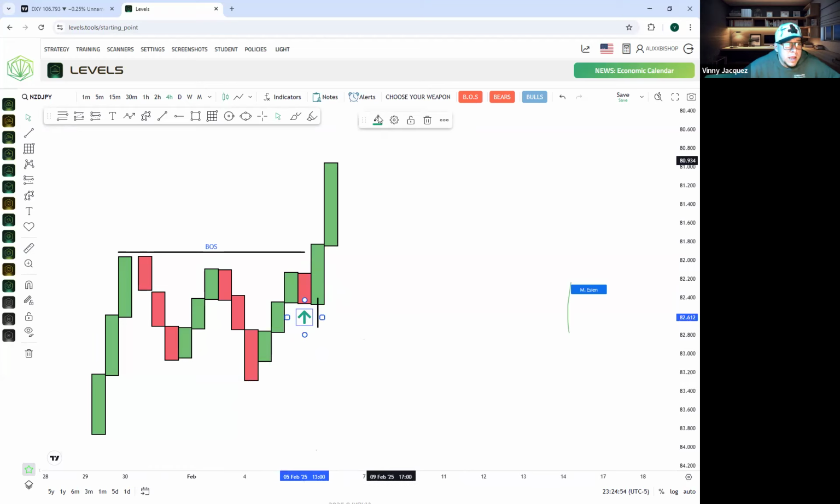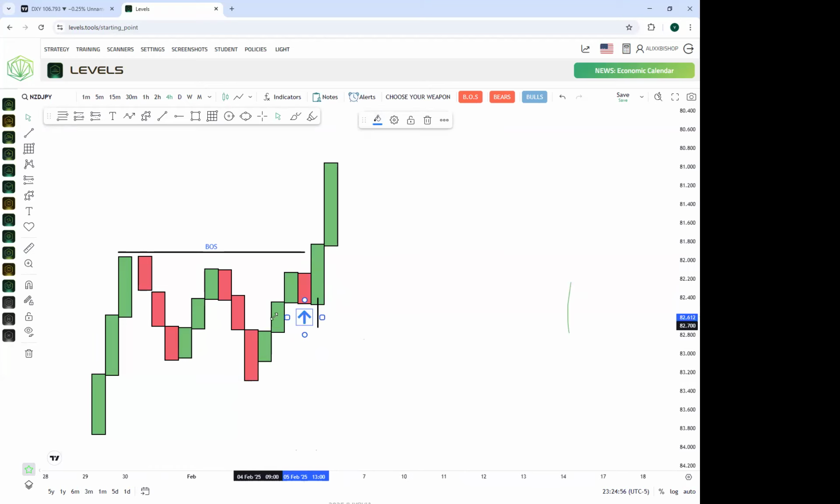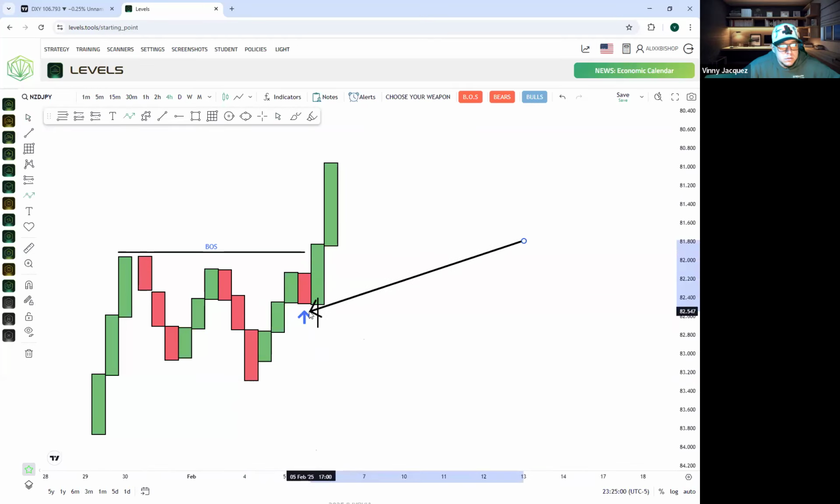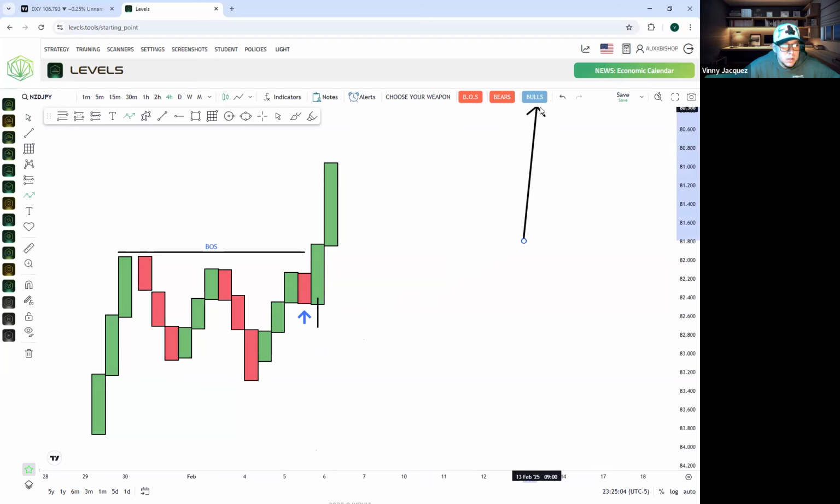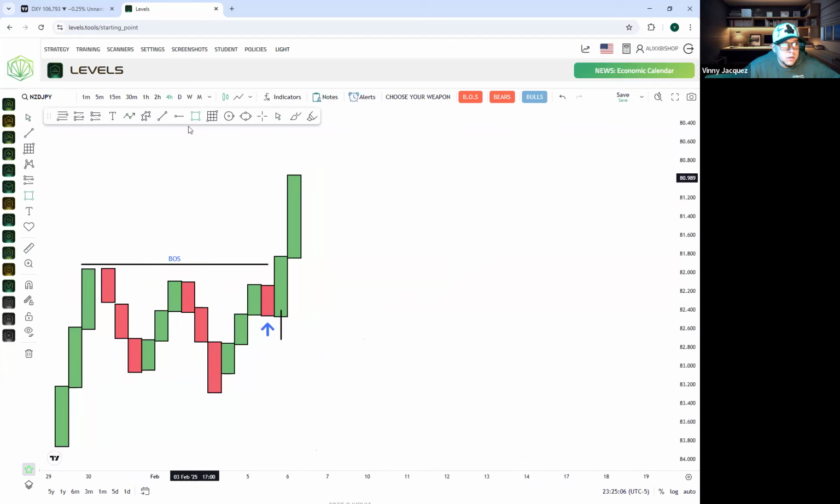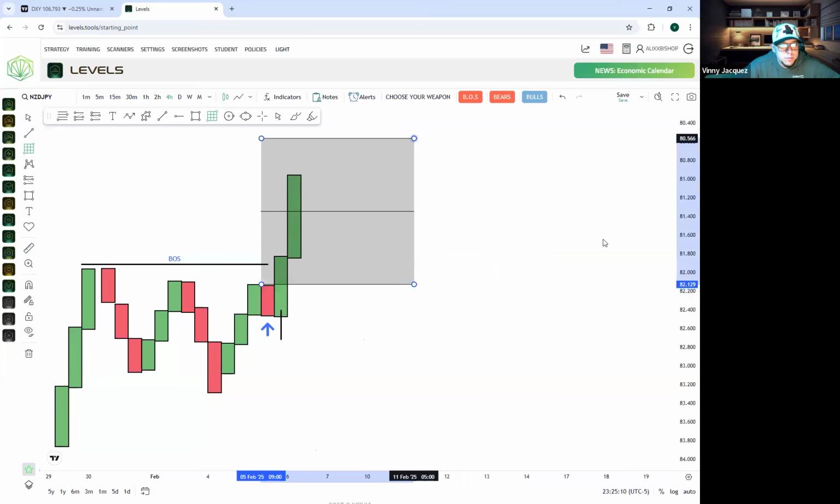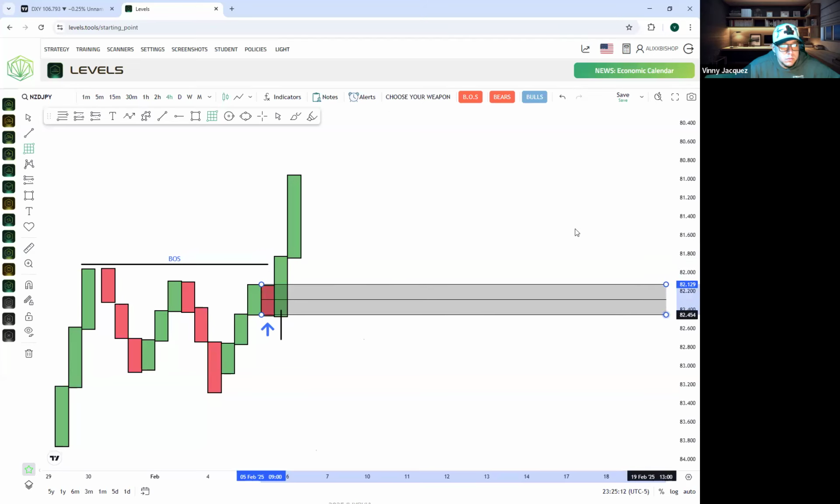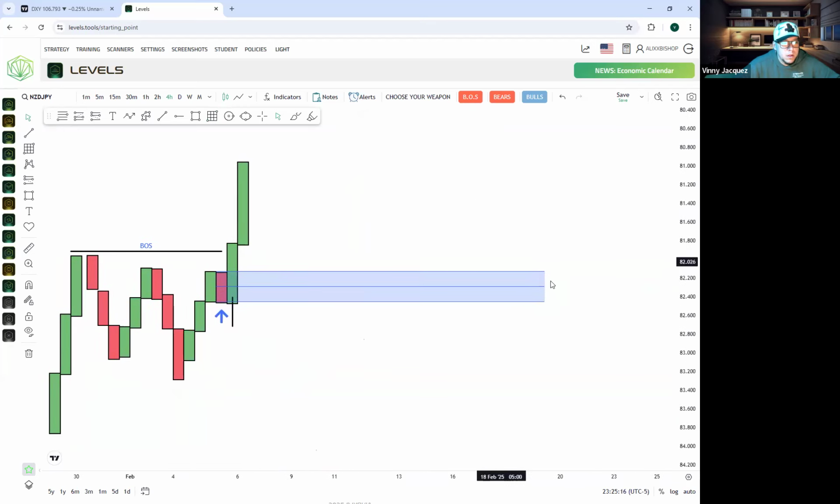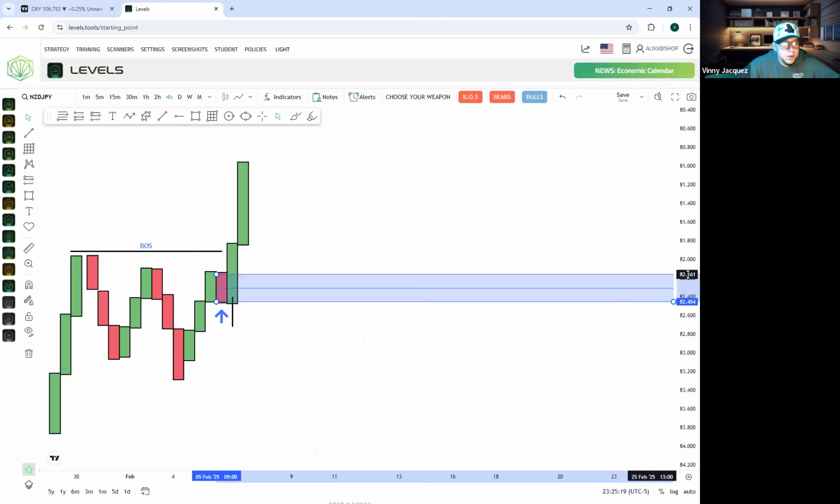Right. And Levels is going to help you. When you see that blue arrow, what you're going to want to do, guys, is match that blue arrow with that bulls button. And what's going to happen is Levels will go ahead and draw out your buy zone for you. Boom. Levels is going to go ahead and draw out your buy zone for you.